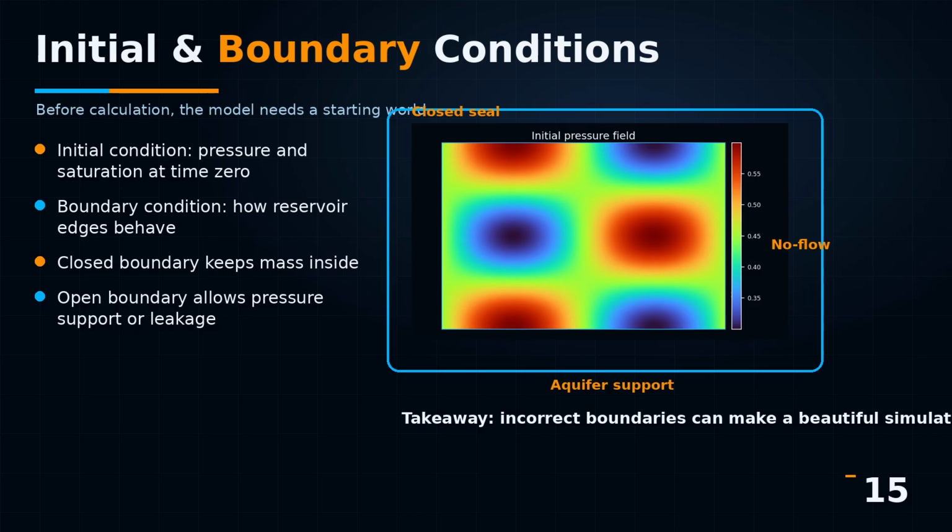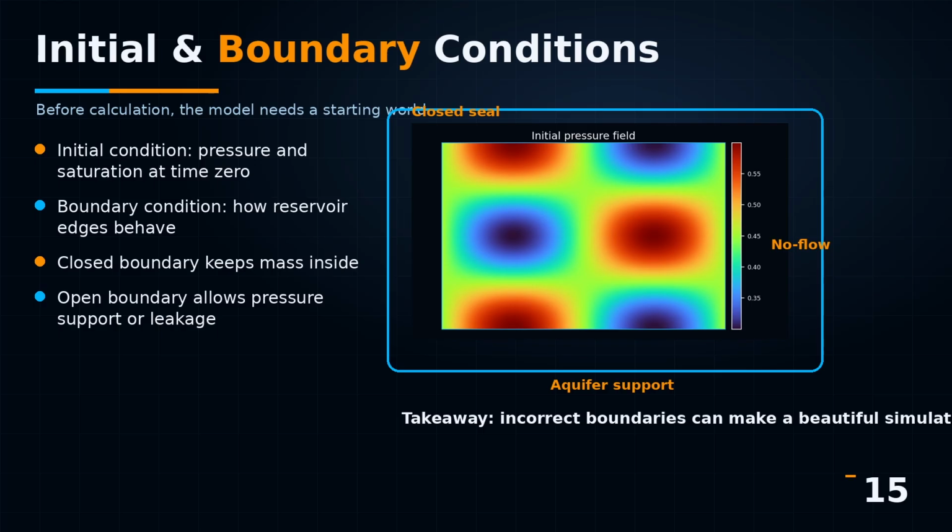Boundary assumptions can strongly influence pressure buildup, plume movement, and production decline. The image on this slide shows a pressure field controlled by boundary behavior. This is very important in CO₂ storage and hydrogen storage. A closed reservoir may experience rapid pressure buildup during injection. An open aquifer may dissipate pressure more effectively. In geothermal systems, boundary heat flow can also matter. So before trusting simulation results, always ask, what initial condition did we use, and what boundary condition did we assume?